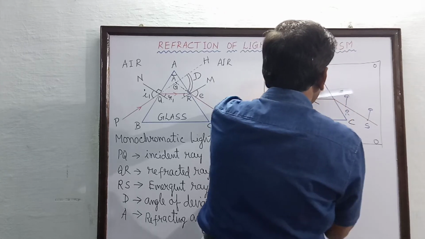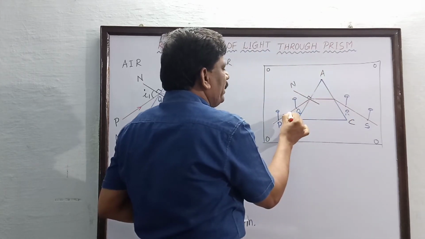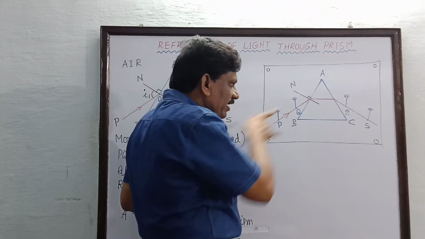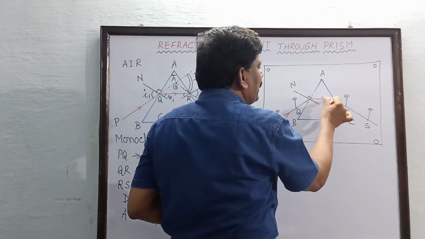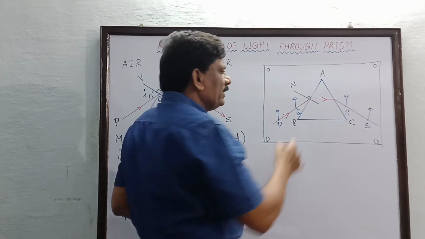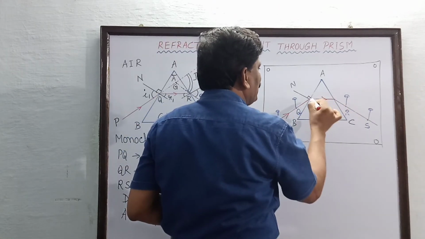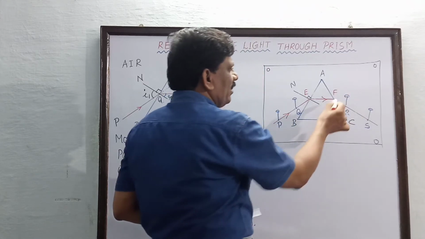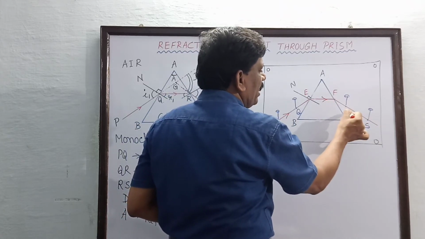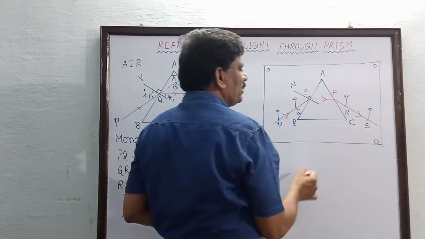So along PQ, the light travels to the prism at AB. Then it undergoes refraction at AB. It travels along some other direction. Say for example, these 2 points are E and F. Then after that it is traveling from R to S along this direction.